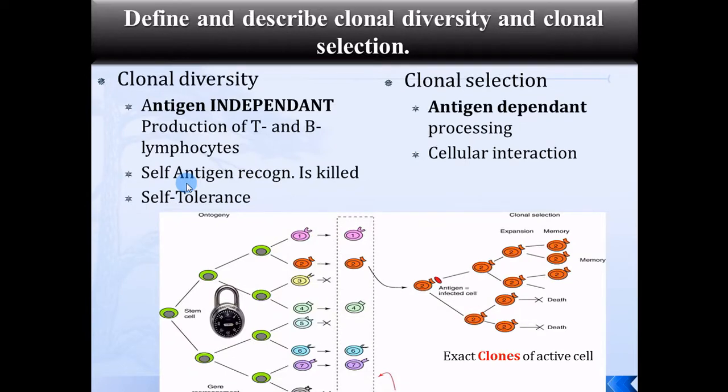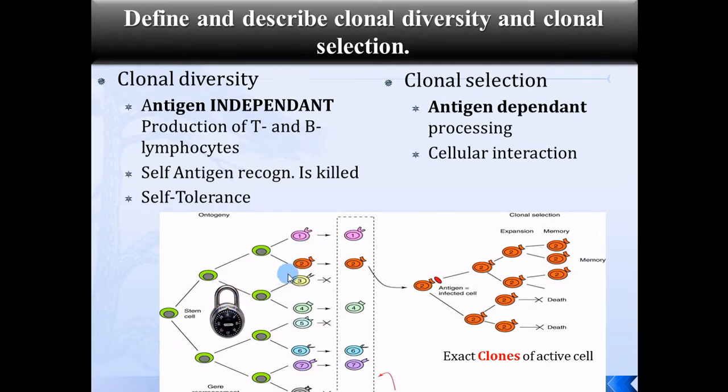All right, so we're going to expand on this a little bit. Two terms, clonal diversity and clonal selection. Clonal diversity is when your stem cells are developing. When they're developing into T and B cells, they go through that random assignment of a combination, and then they grow and develop. This is what's interesting.